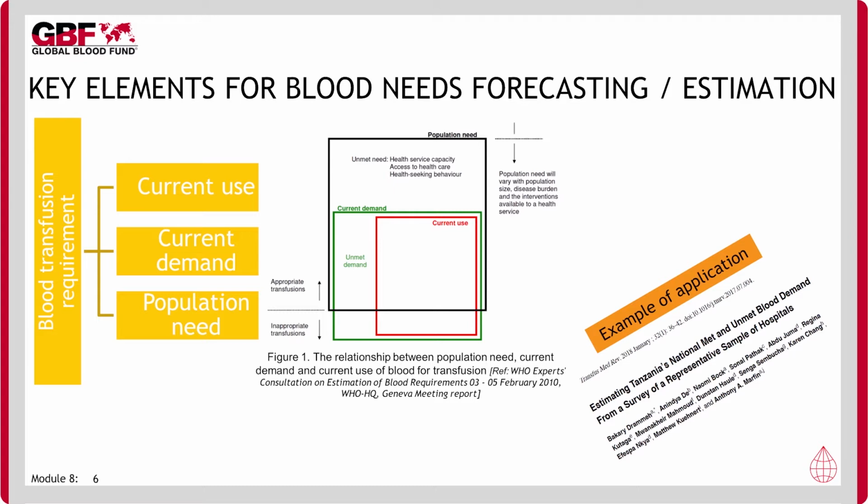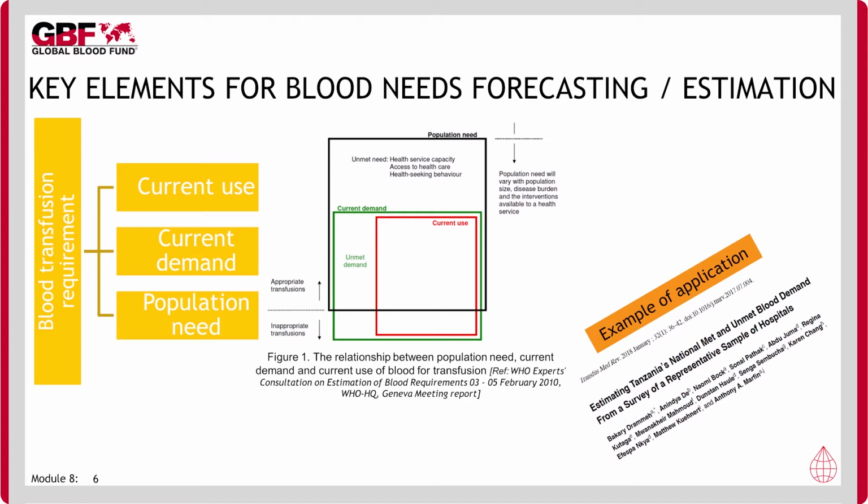The graphic on this slide is reproduced from a report arising from the WHO Experts Consultation on Estimation of Blood Requirements. It shows the relationship between population need, current demand, and current use of blood for transfusion. We will briefly discuss each of these components. The current use of blood for transfusion is the number of blood units utilized by a given number of facilities over a defined period of time, usually 1 year.